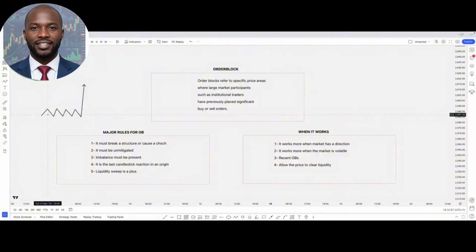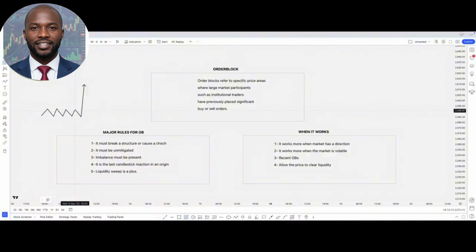That is what you map out from the opening to the closing and extend it, because that will be your trap. When we go to the chart, you will understand clearer. So this is just an illustration. We're still on number 4. It must be the last candlestick reaction in an origin. Then liquidity sweep is a plus.